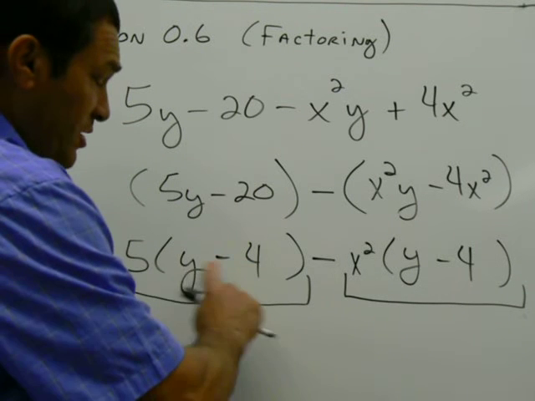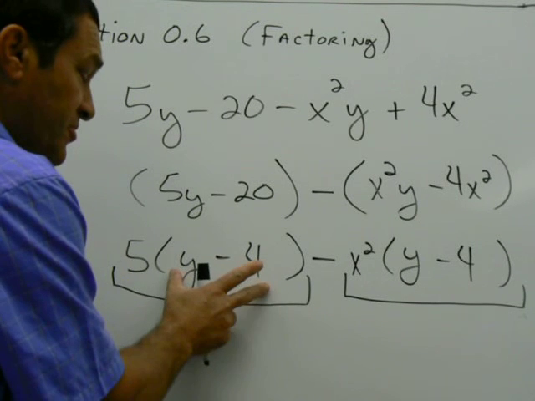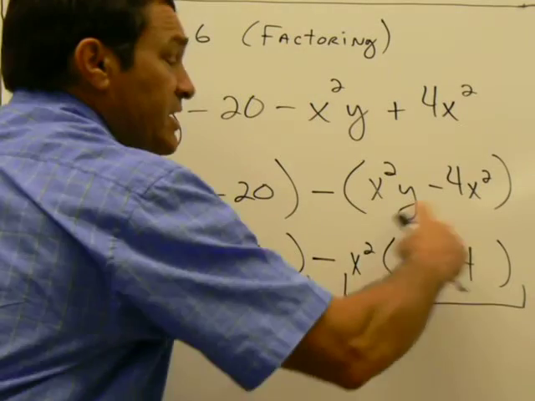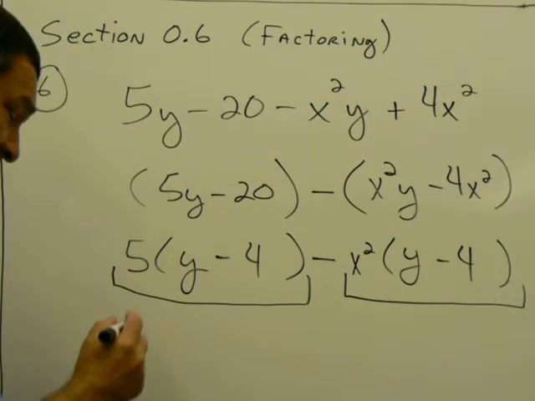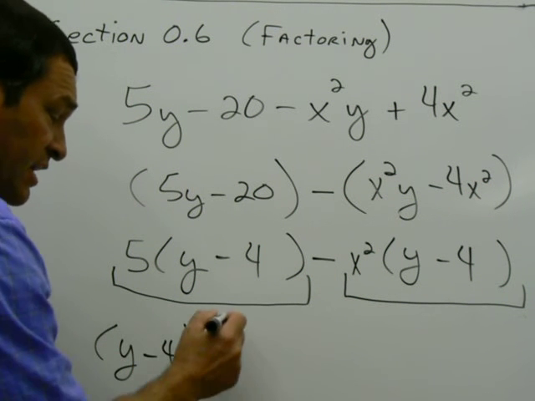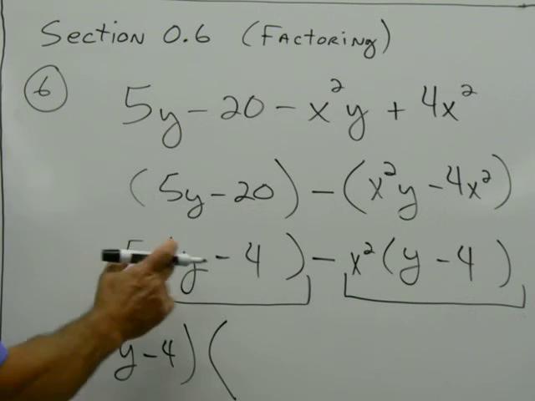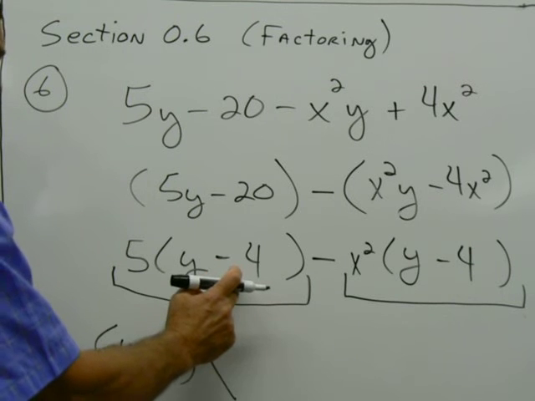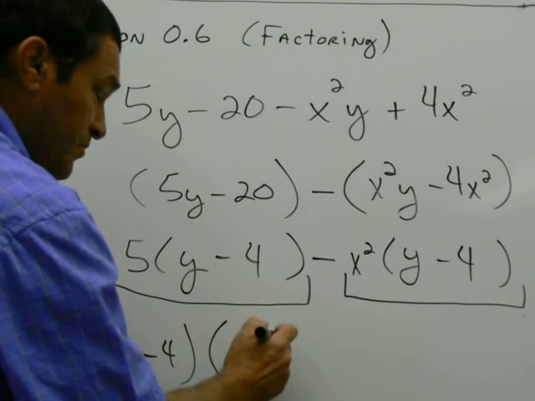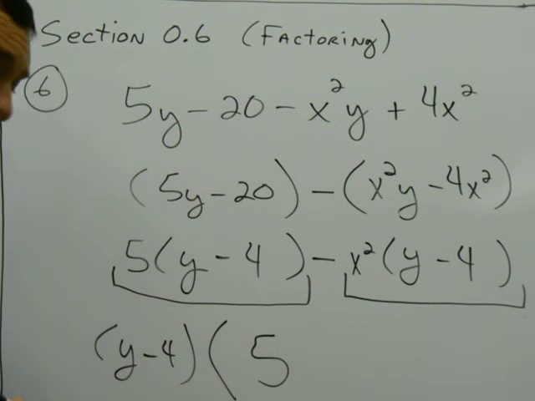The expression in parentheses, y minus 4, is a factor of this first expression. It is a factor of this second expression, and I can factor the common factor out. I will do that by writing it out in front of y minus 4. I'm going to put parentheses. If I take 5 times y minus 4 and divide that by y minus 4, the y minus 4 is canceled, and that leaves me with 5.